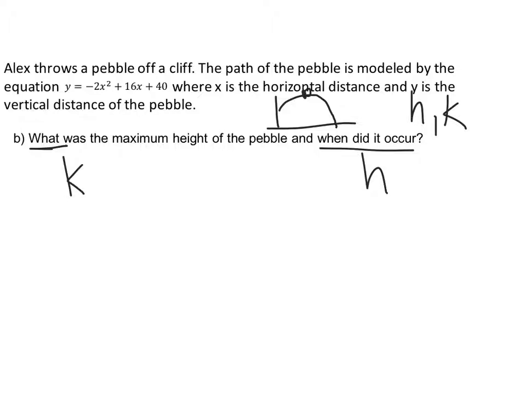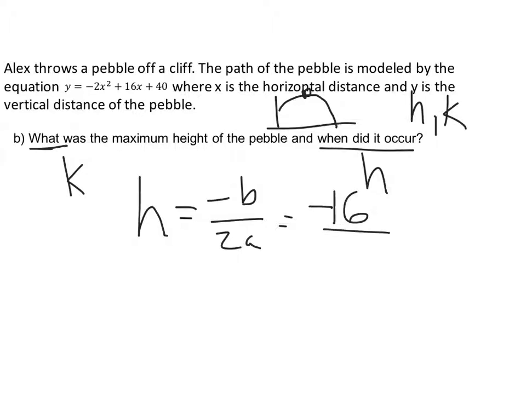So we have to find h first, because we know how to find h. H is just negative b over 2a, which for this is going to be negative 16 over 2 times negative 2. Well, that's just going to be negative 16 over negative 4, which gives us a positive 4. Now, signs are big. They're really important for these. Okay? So it occurred at 4.